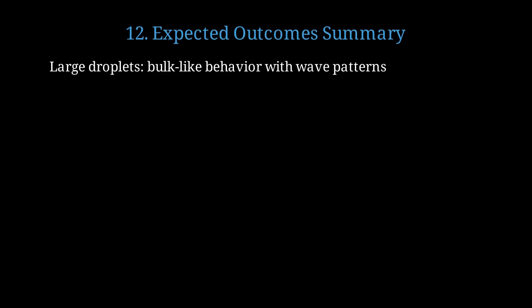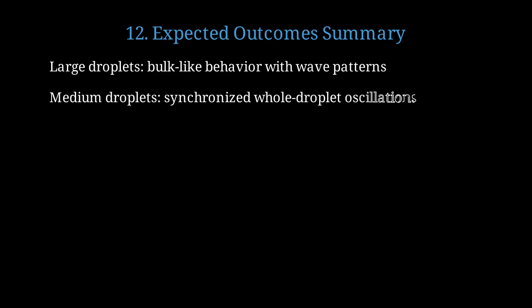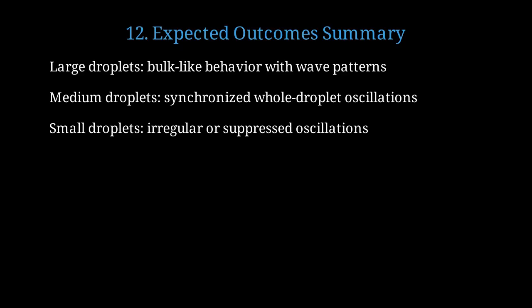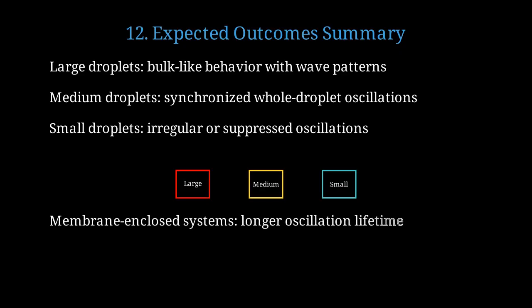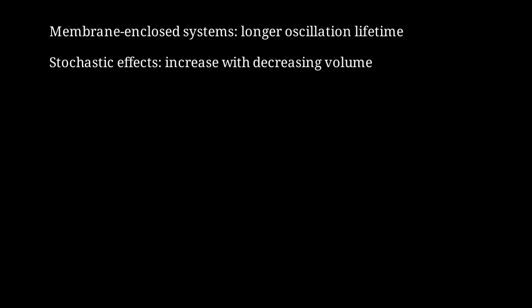Let's summarize the expected outcomes for different experimental conditions. Large droplets greater than 300 micrometers show bulk-like behavior with beautiful wave patterns. Medium droplets around 100 to 200 micrometers display synchronized whole droplet oscillations. Small droplets below 50 micrometers show irregular or completely suppressed oscillations. Three distinct regimes emerge based on the ratio of droplet size to reaction-diffusion length. Membrane-enclosed capsules maintain oscillations longer due to reduced reactant loss. Stochastic effects become increasingly important as volume decreases below femtoliters.